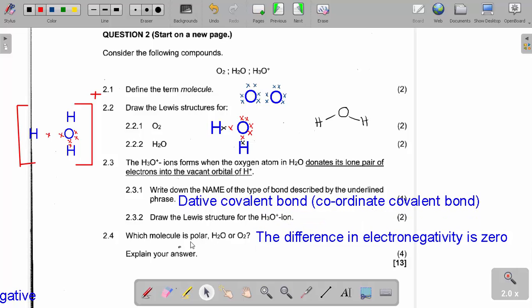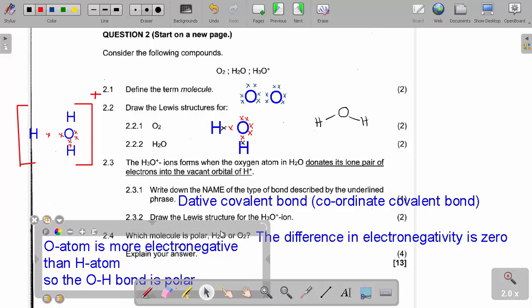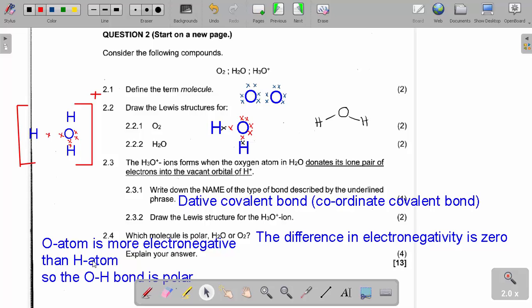But for the water, oxygen is more electronegative than the hydrogen atom. So the bond between the O and H is going to be a polar bond. That's why it is water which is polar, but not oxygen, because with oxygen the difference is 0. Okay, let us proceed.